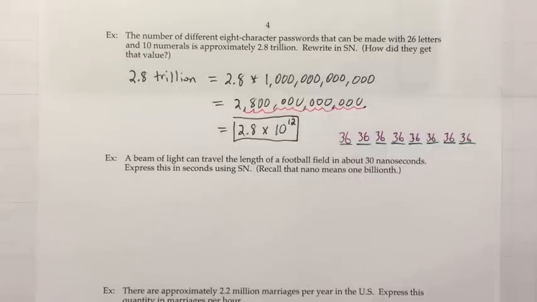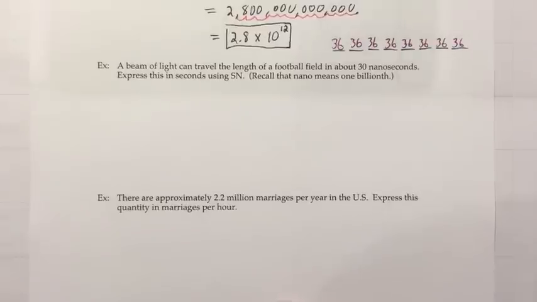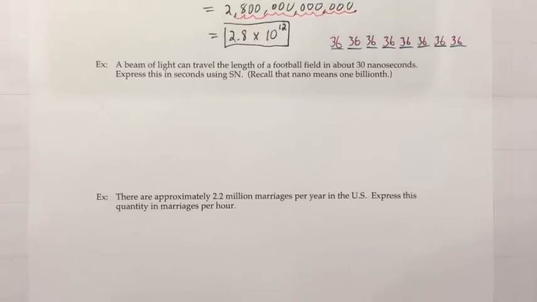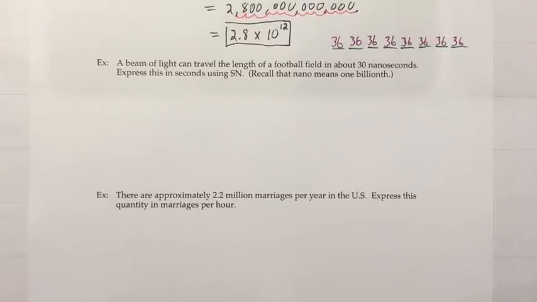All right, let's look at some other examples. A beam of light can travel the length of a football field in about 30 nanoseconds. Express that in scientific notation. Of course, the idea there is that light travels super fast, right? So we maybe wouldn't even notice it traveling, but it's a very small amount of time that it takes to go from one end of the football field to the other.